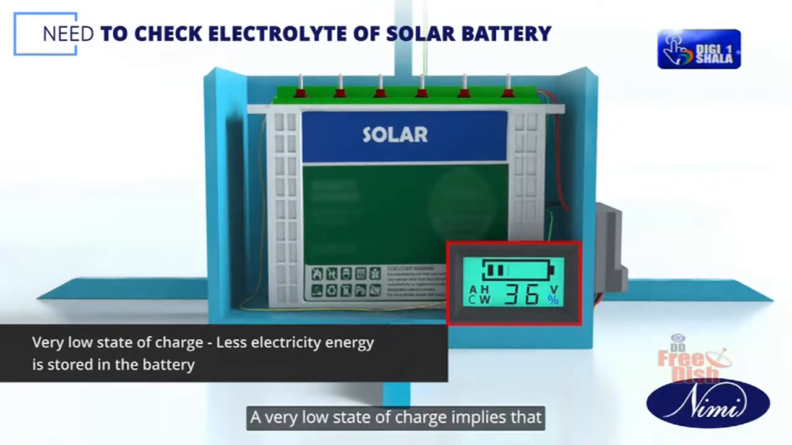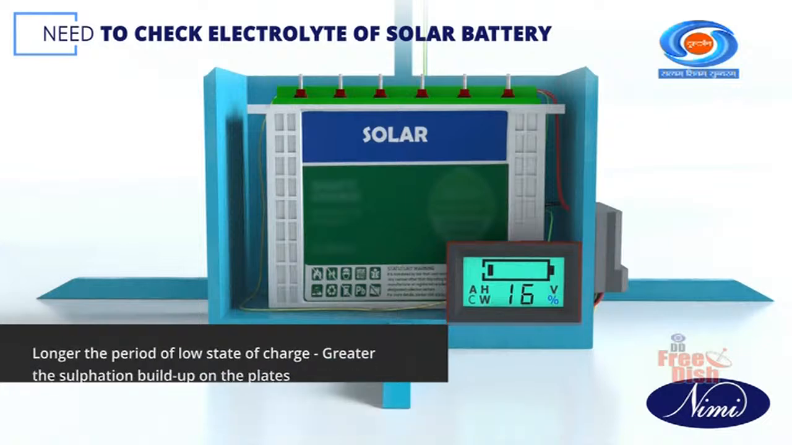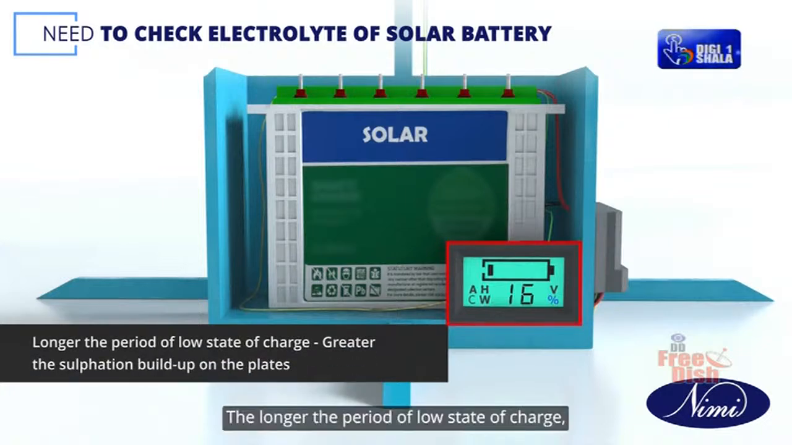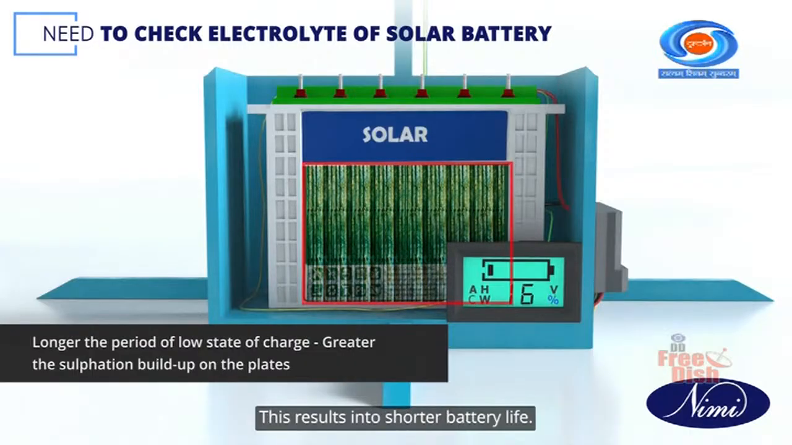A very low state of charge implies that less electrical energy is stored in the battery. The longer the period of low state of charge, the greater the chance of sulfation buildup on the plates. This results in shorter battery life.